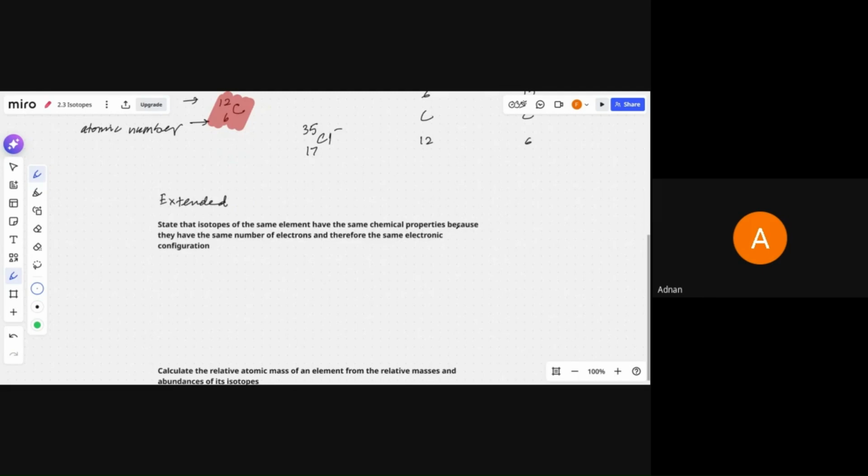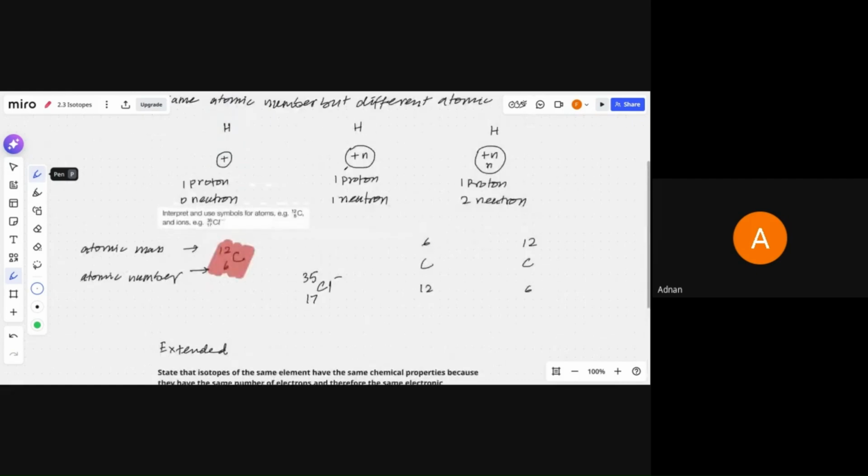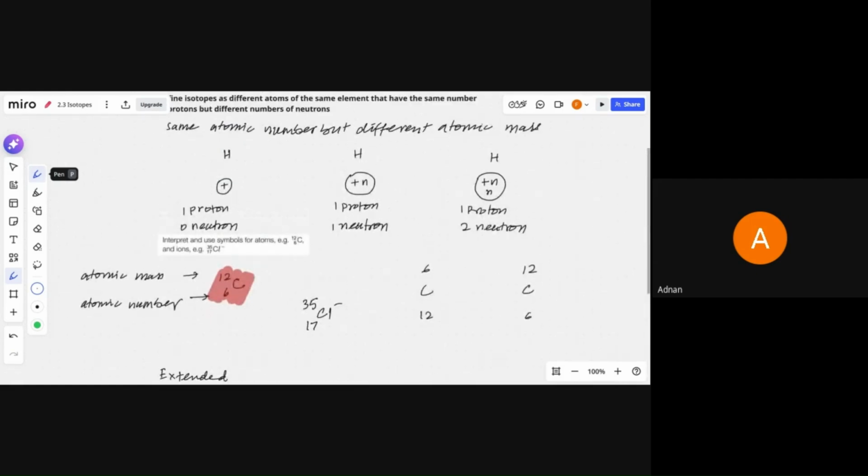Now we move on to the extended topic, which states that isotopes of the same element have the same chemical properties because they have the same number of electrons and therefore the same electronic configuration. Yes. So I gave examples of three hydrogen isotopes.